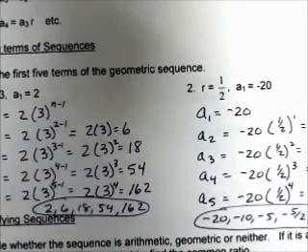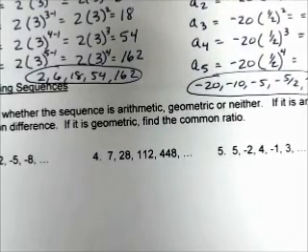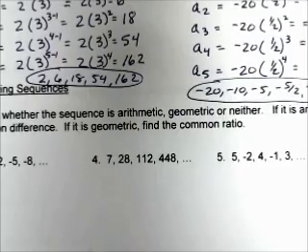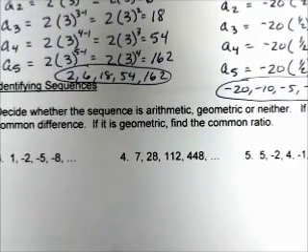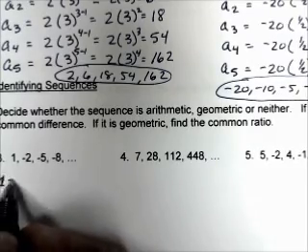Identifying sequences. Decide whether the sequence is arithmetic, geometric, or neither. If it's arithmetic, find the common difference. If it's geometric, find the common ratio. Okay, so to determine whether it's arithmetic, geometric, or neither, well, let's see. If it's arithmetic, it would have a common difference. Does this have a common difference?